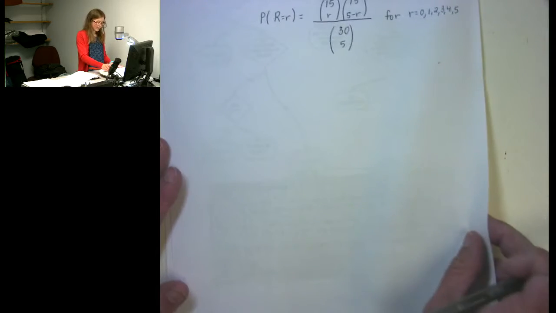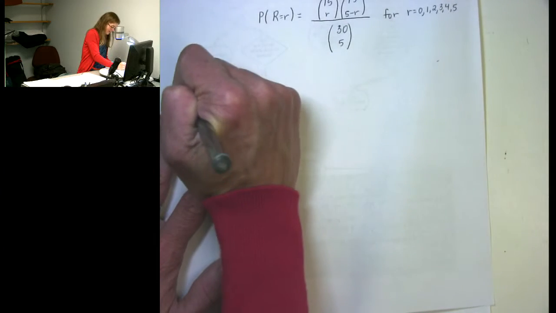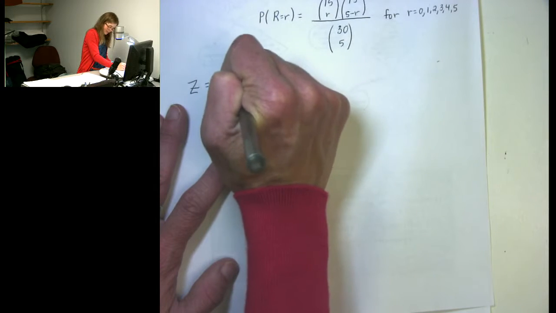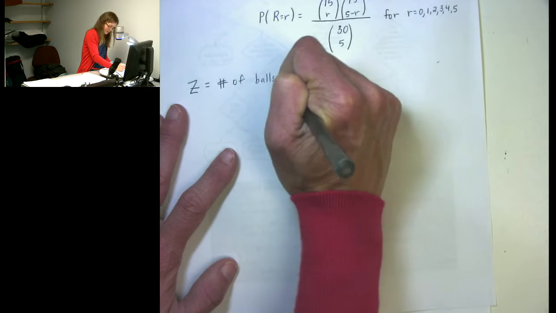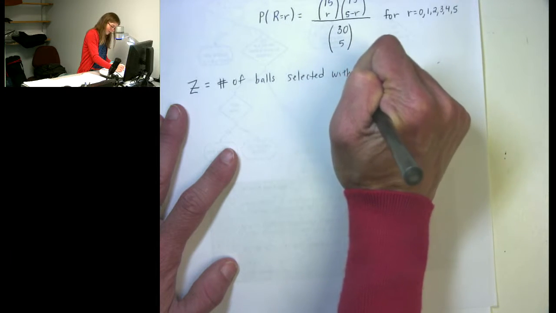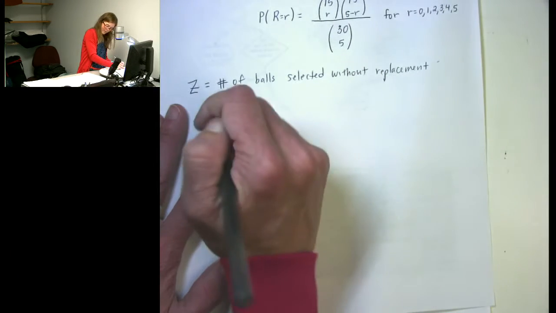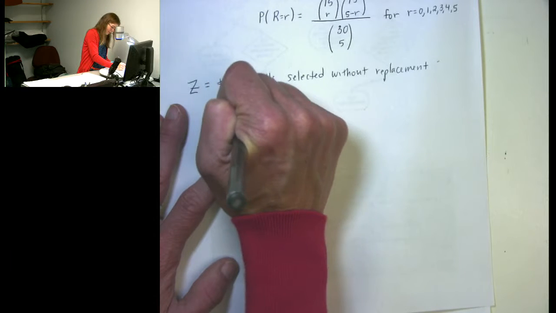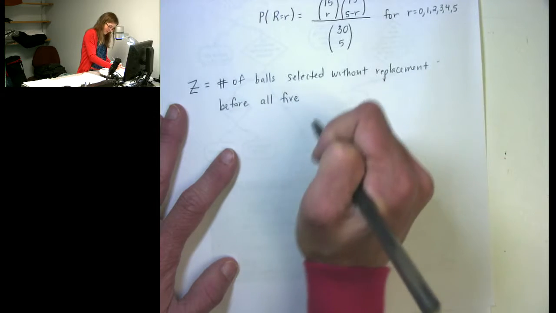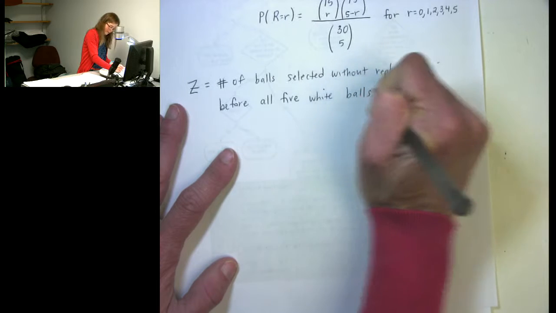And we'll do one more random variable. This time I'm going to have Z be equal to the number of balls selected without replacement before all 5 white balls have been removed.